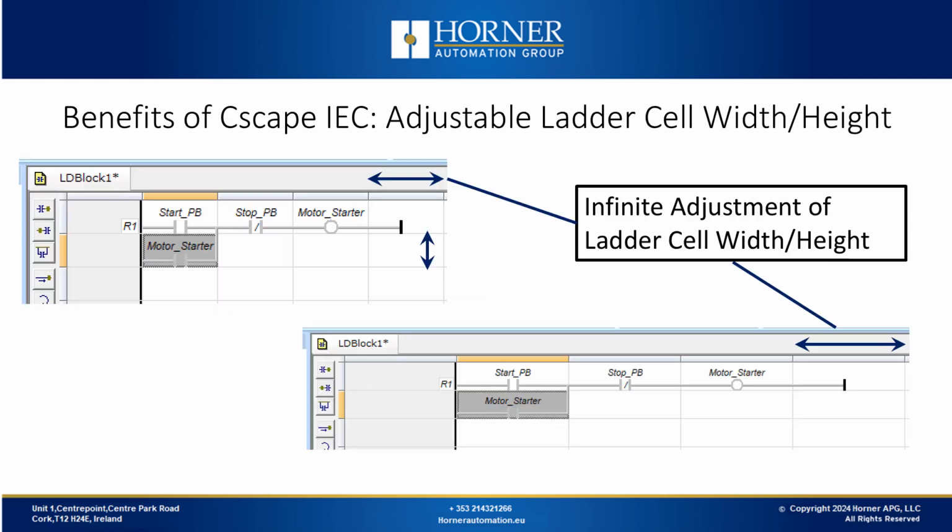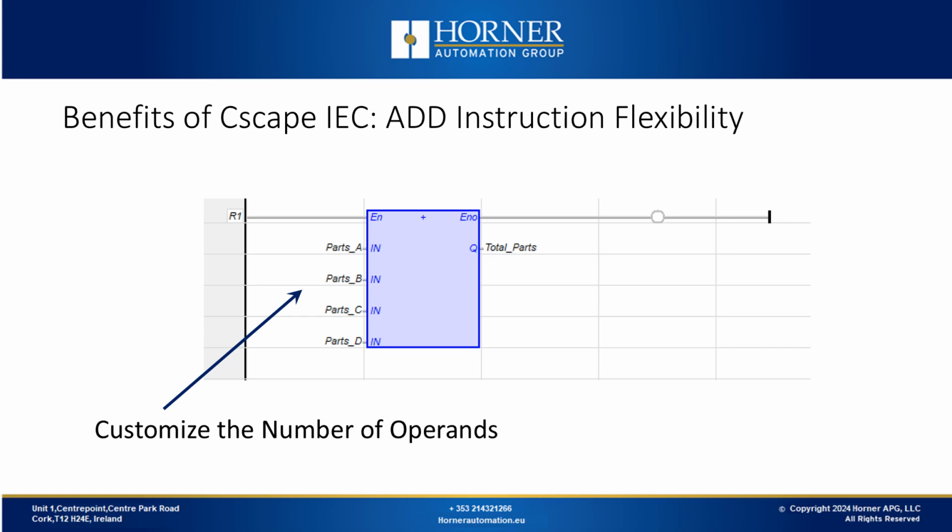You are also able to adjust the cell width and height infinitely with Advanced Ladder by dragging the sides of the cell, instead of just normal view mode and wide mode with Standard Ladder. Cscape 10 IEC allows you to add multiple operands to a single add instruction. This has been a limitation of Standard Ladder and other previous packages where when you needed to totalize several items you had to add each item individually. With IEC, you can add up to 255 variables.